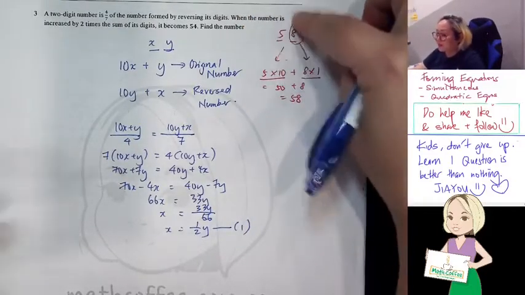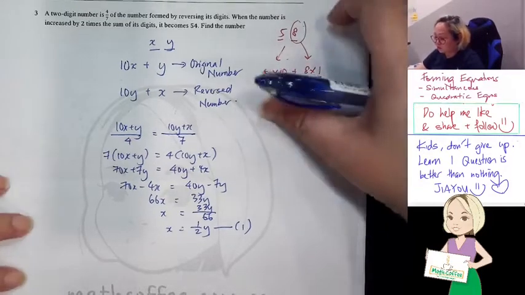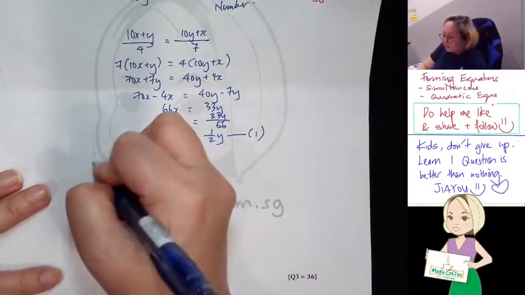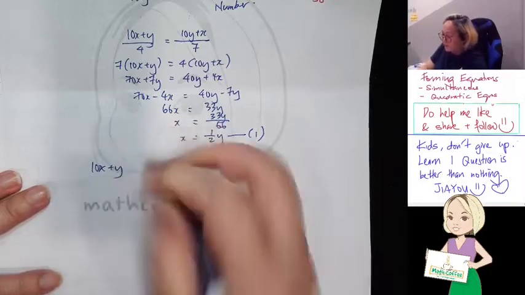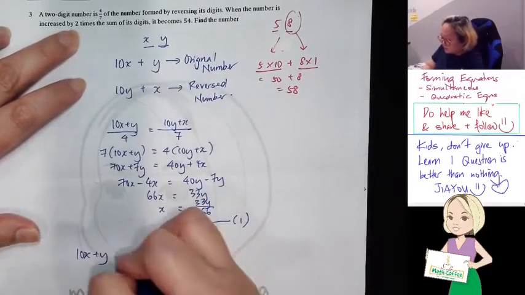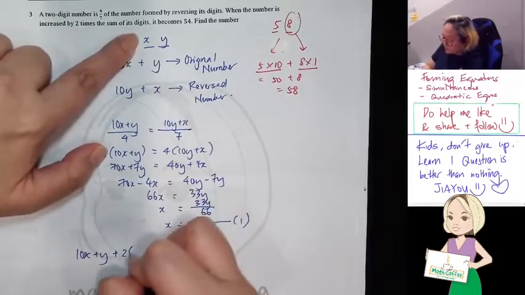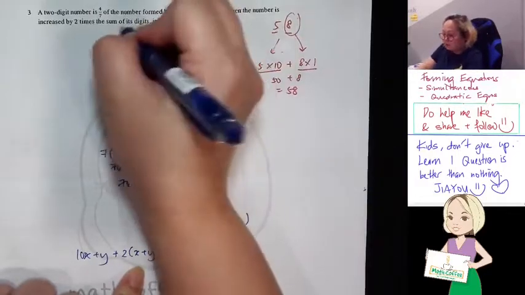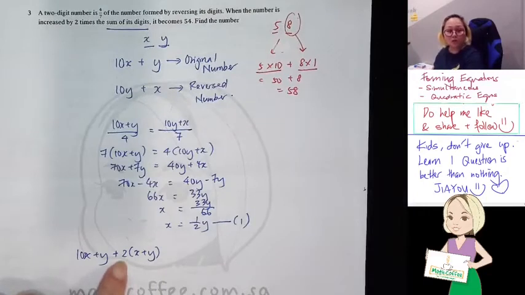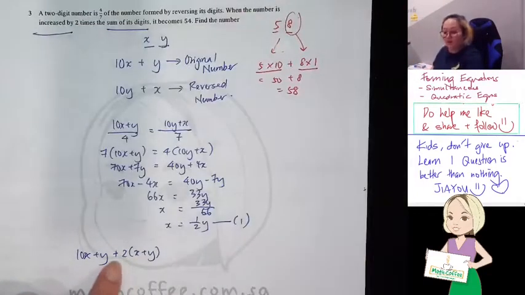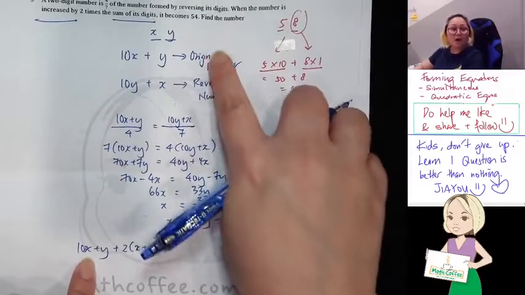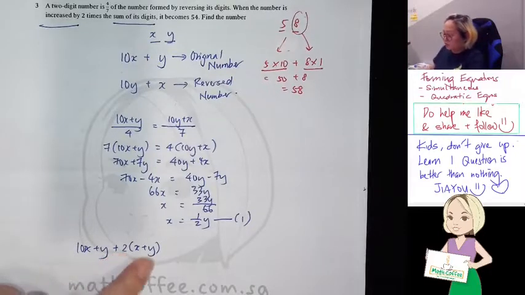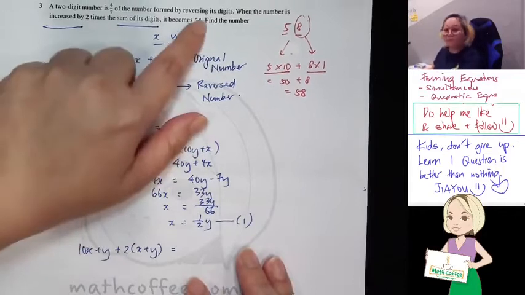Now they say that when the number is increased by 2 times the sum of its digits. The number means the original number, 10x plus y. Increased by means plus 2 times the sum of the digits. This bracket x plus y is called the sum of its digits. 2 times means I just add a 2 there. So 10x plus y, the original number, plus this is equal to 54.